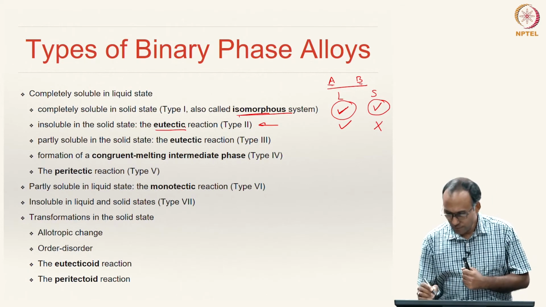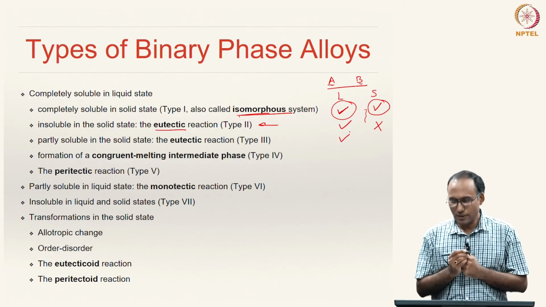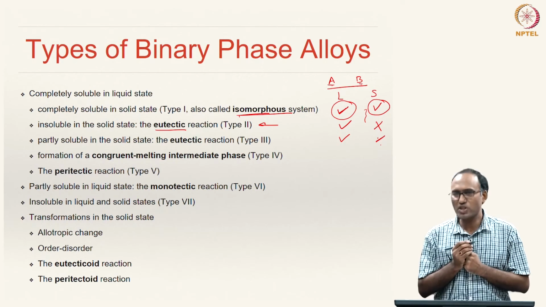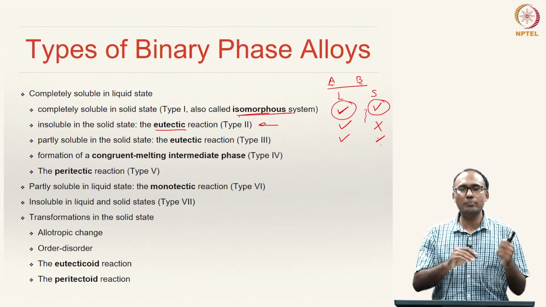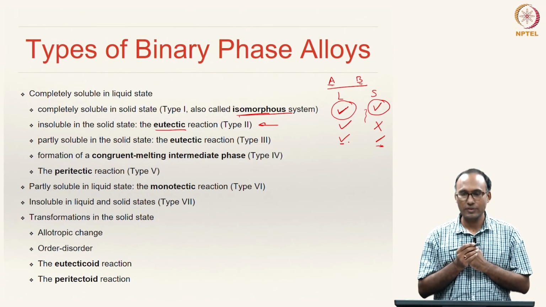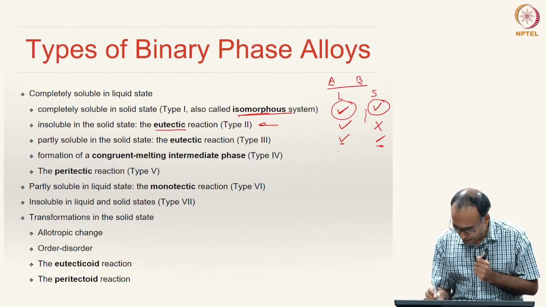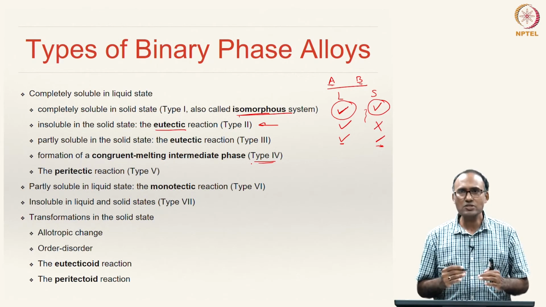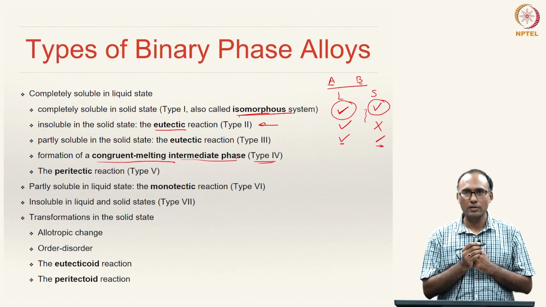And now the third one is somewhere in between these two. You have complete solubility in liquid state, and partial solubility in solid state. That means there is a limit to the solubility of A in B and B in A in the solid state, whereas there is no limit to solubility in the liquid state. That is what we call type 3 alloys. And then we will look at type 4 alloys, which are also completely soluble in liquid state, but here we will see a special kind of system called congruent melting intermediate phase, alright.